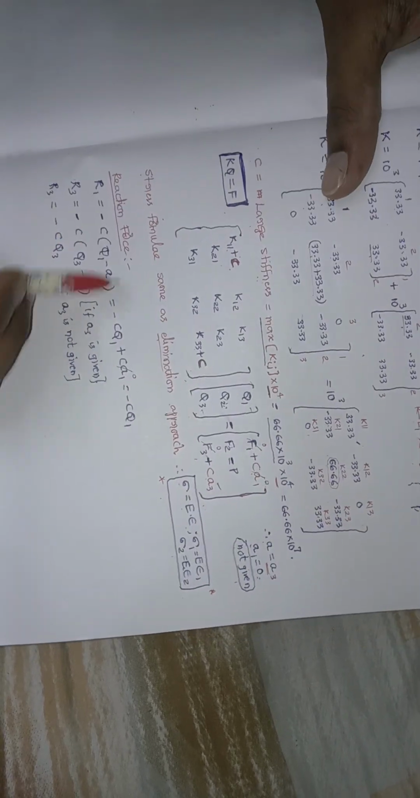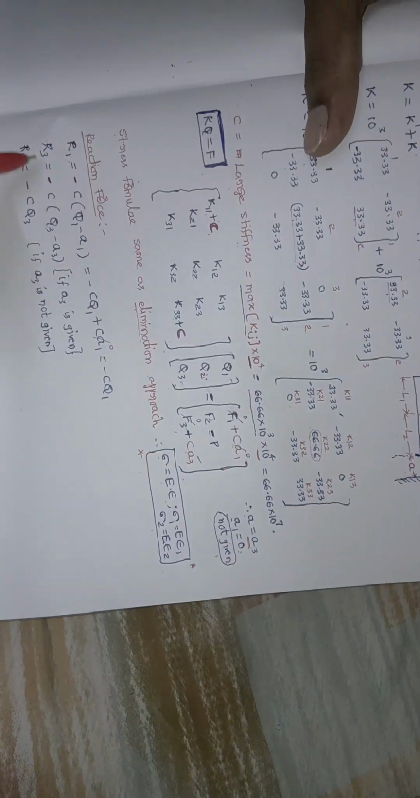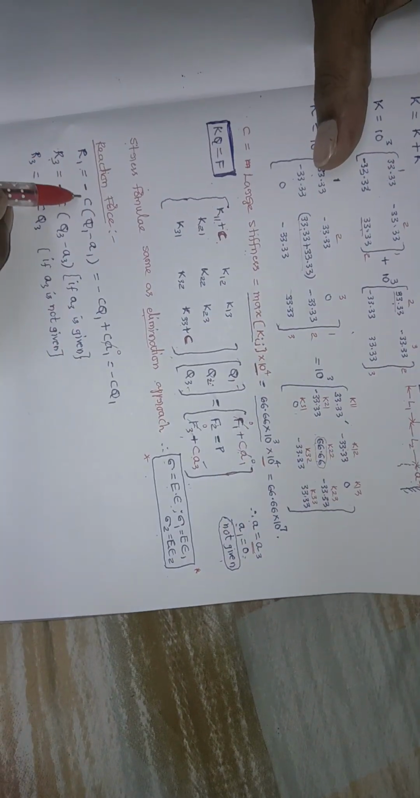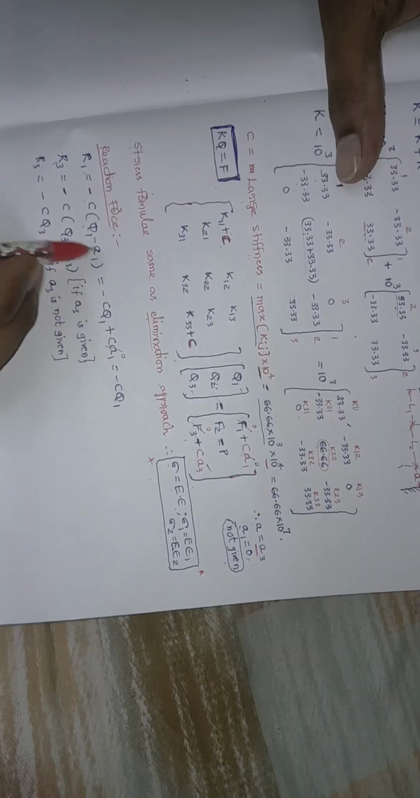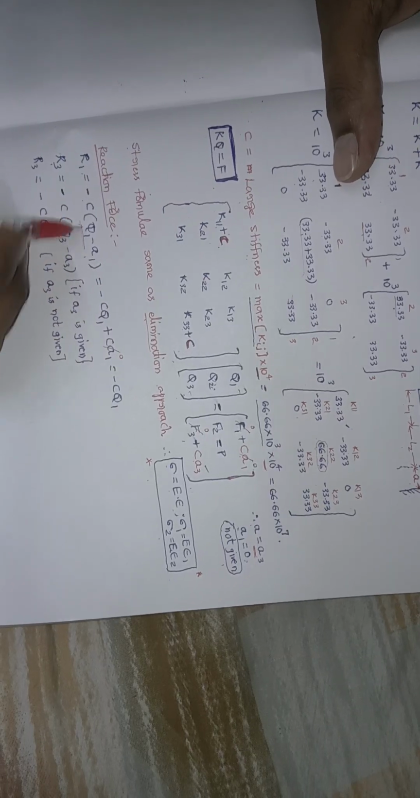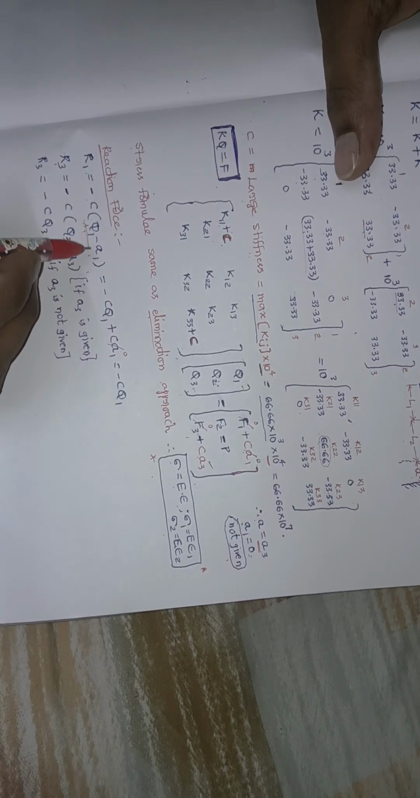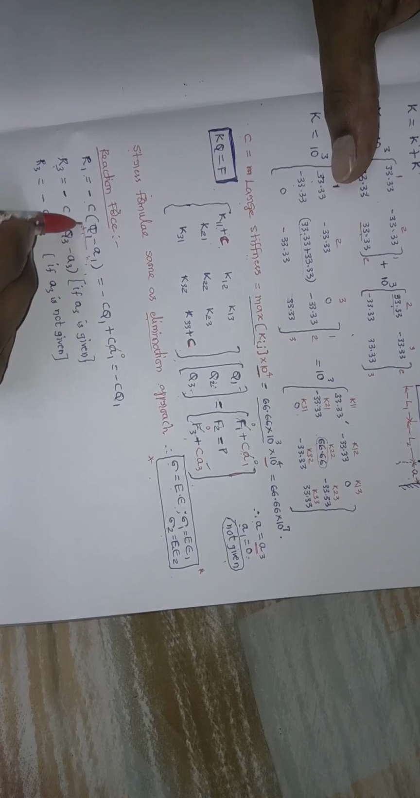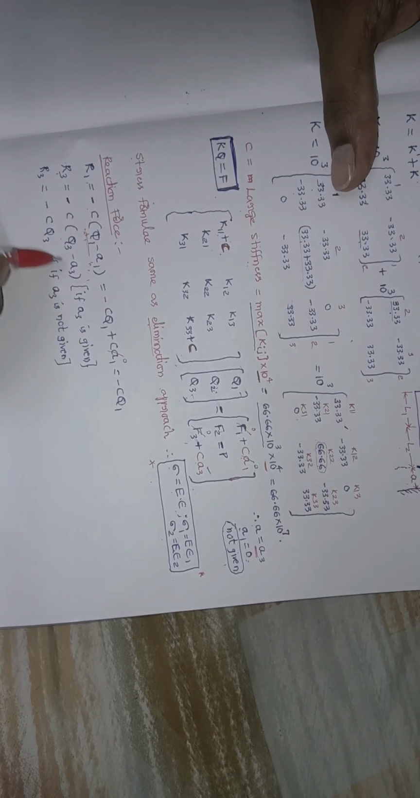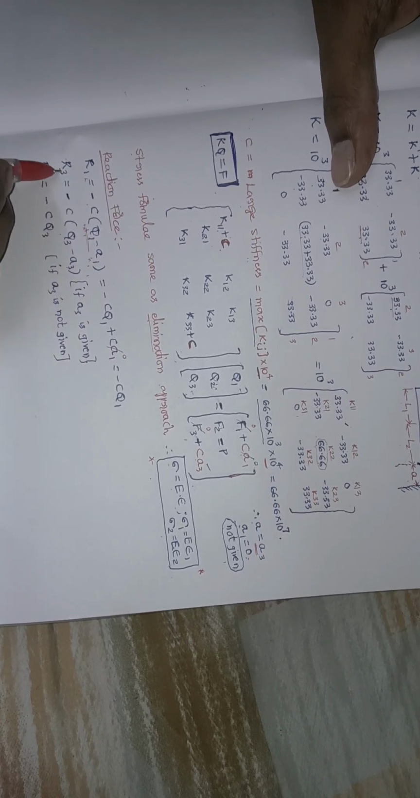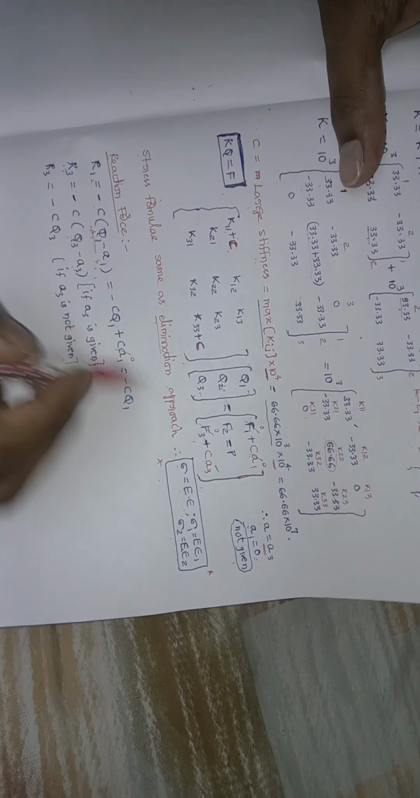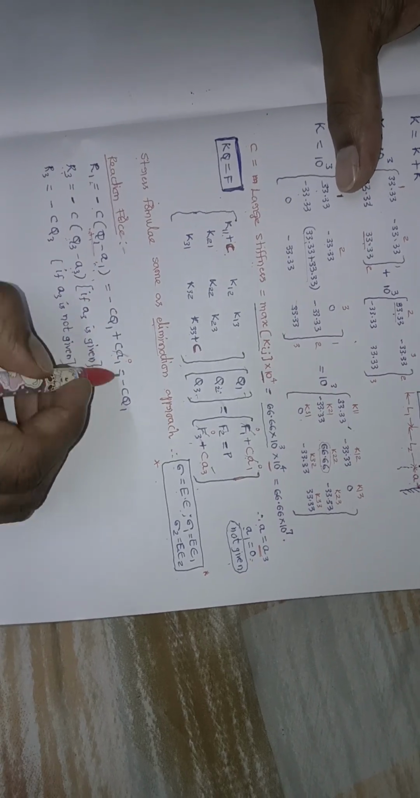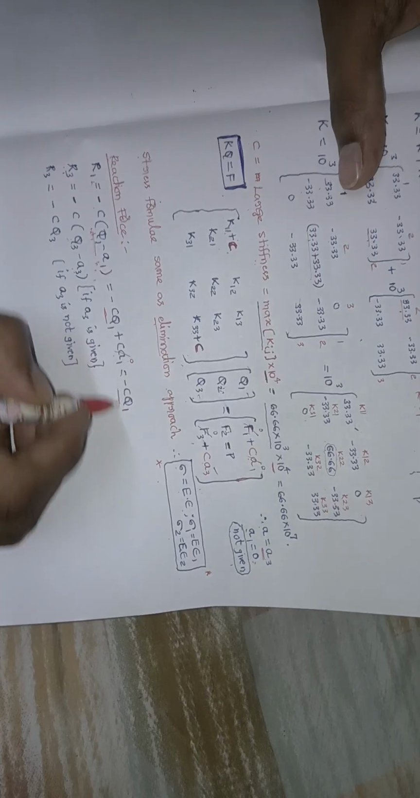Here again 1 and 3 are fixed supports, so you will get R1 and R3. Here the formula is minus C into Q1 minus A1, the difference of the displacements. Then here also Q3 minus A3 at 3. But if you observe there is no A1 value, so you will get only minus C Q1.